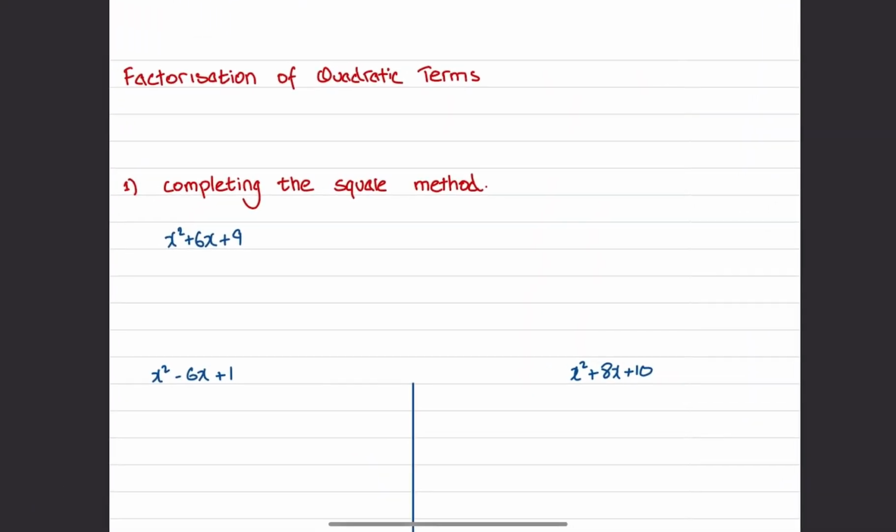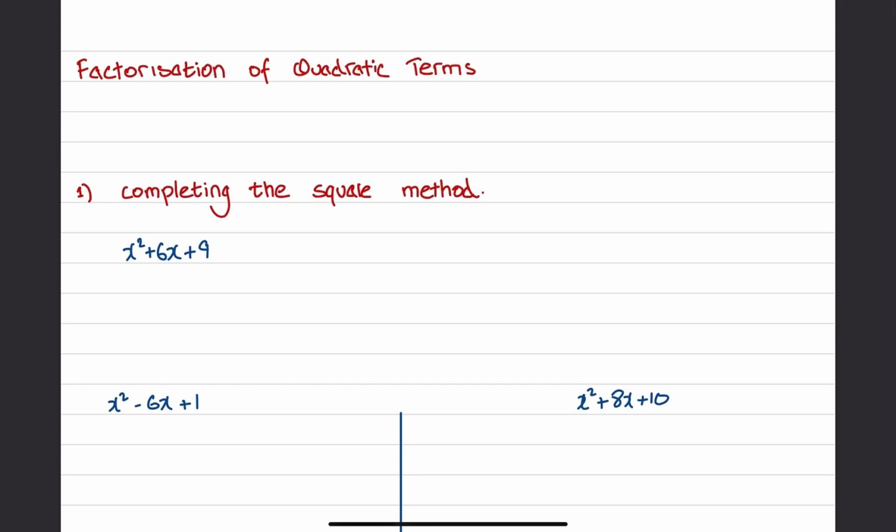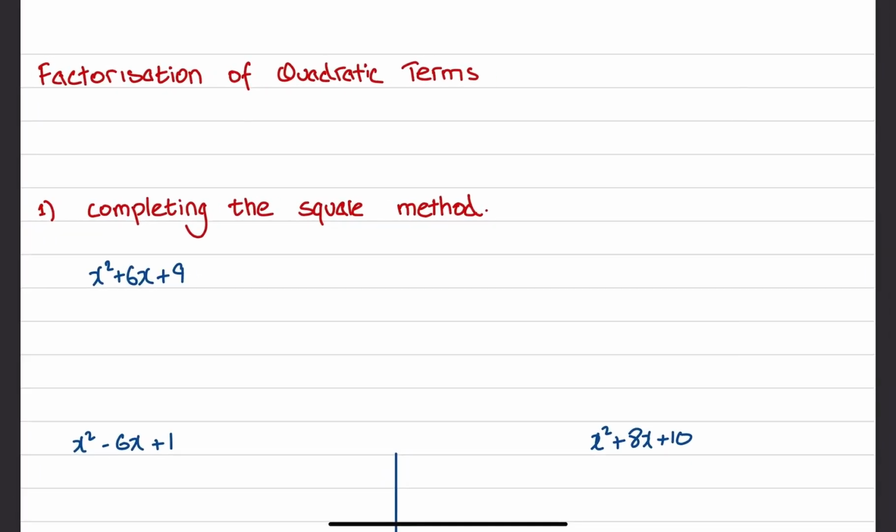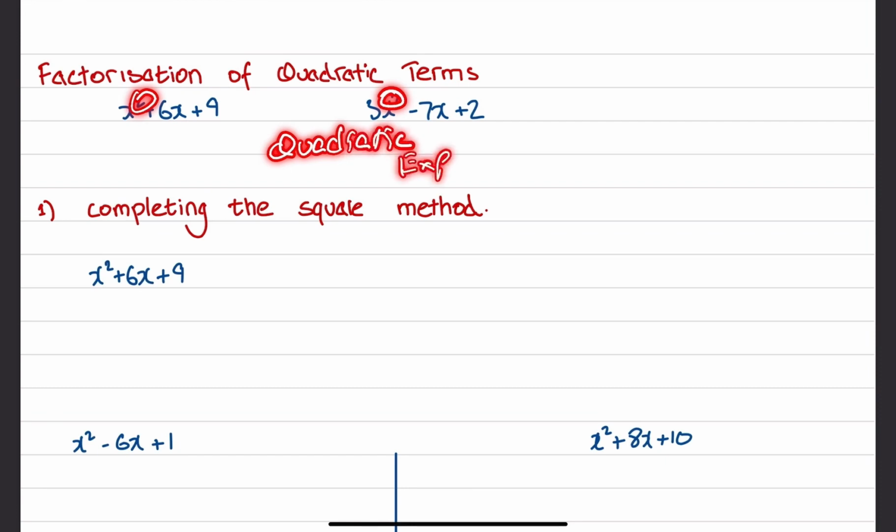Now what about the factorization of quadratic terms? Quadratic terms are of course those where the power of x goes up to 2. So for example, x squared plus 6x plus 9, or 3x squared minus 7x plus 2. All expressions where the power of x is 2 are known as quadratic expressions.